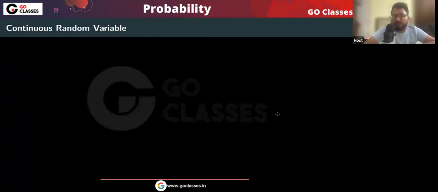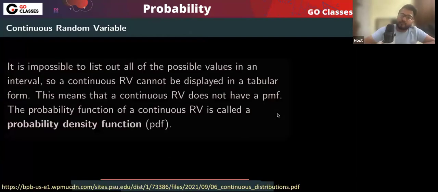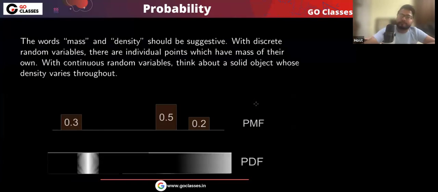So let's just start this continuous random variable. In the continuous random variable, we do not have PMF, which is probability mass function. Why? Because it is impossible to list out all the possible values in an interval. So a continuous random variable cannot be displayed in tabular form, in the sense of asking what is the probability of X being 1 or something like that. It is not possible for the continuous random variable. That means a continuous random variable does not have a PMF. The probability function of the continuous random variable is called PDF, which is probability density function. So let's see what this is.